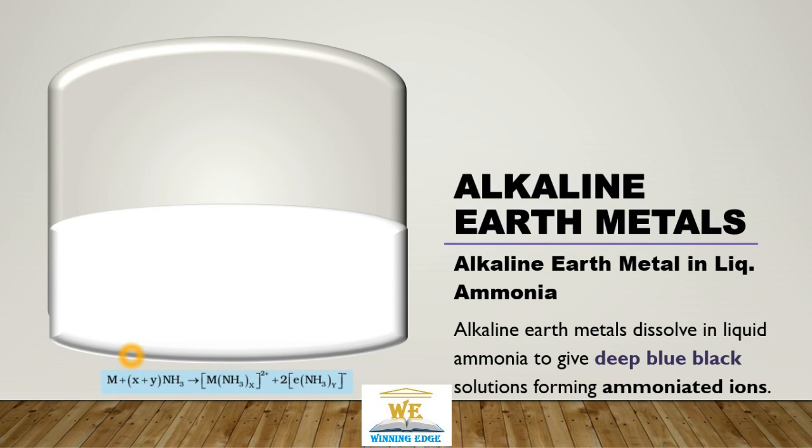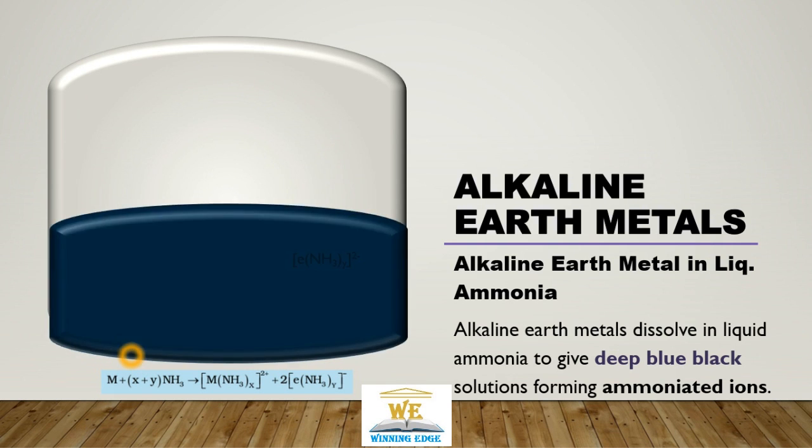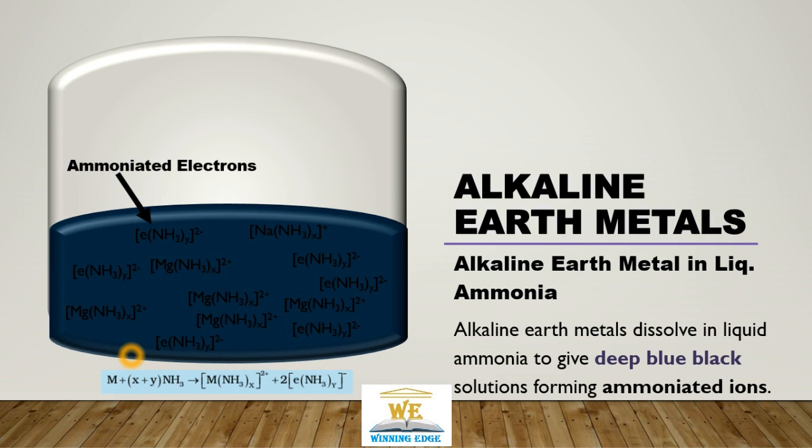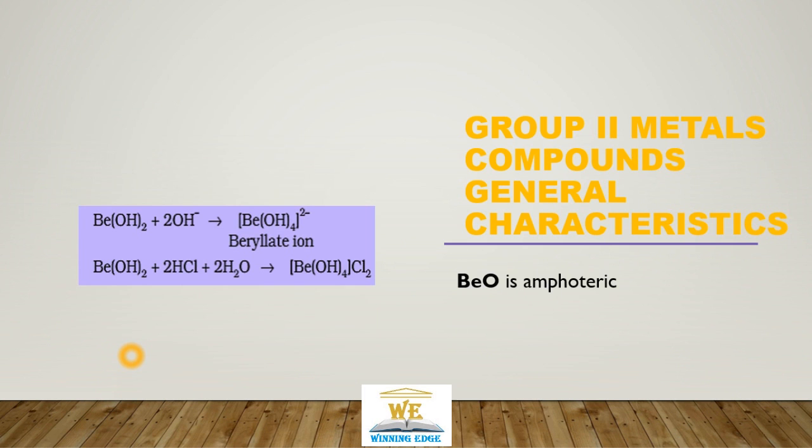Just like alkali metals, alkaline earth metals give a deep blue-black colored solution. Similarly, the reason is formation of ammoniated electrons and formation of ammonia complex of metal atoms.